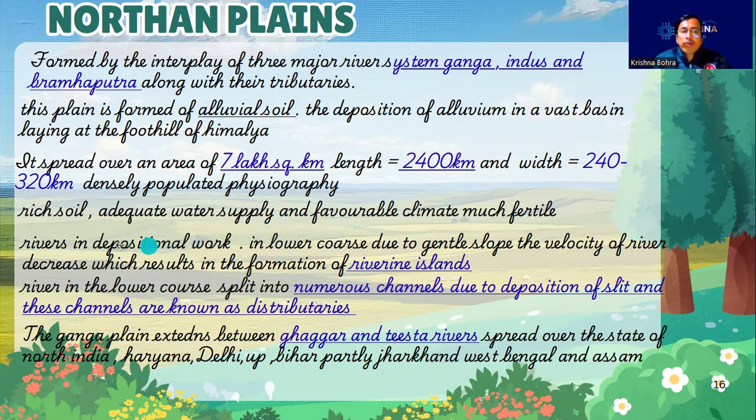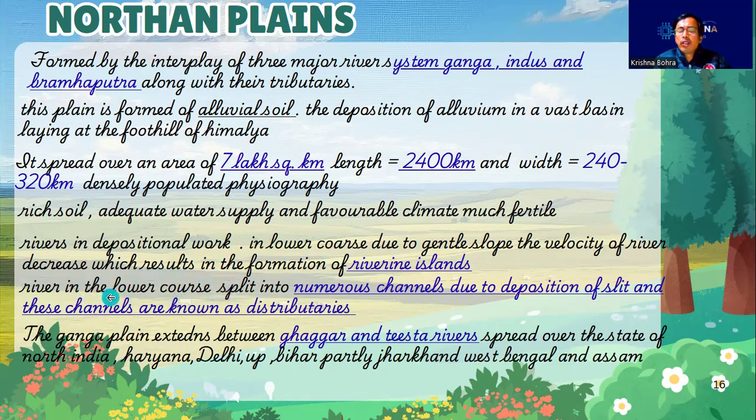Rivers in this particular plain are in depositional work, meaning they carry different types of load from their origin and they deposit in this particular place. In the lower course, due to the gentle slope, the velocity of the rivers decreases, which results in the formation of riverine islands. And you know the largest riverine island of the world, Majuli Island, is located on the Brahmaputra River.